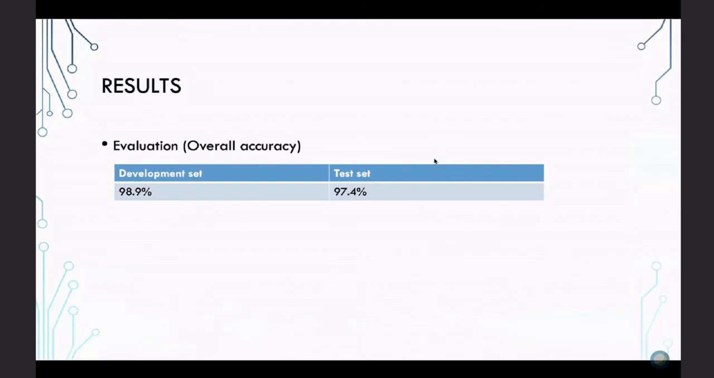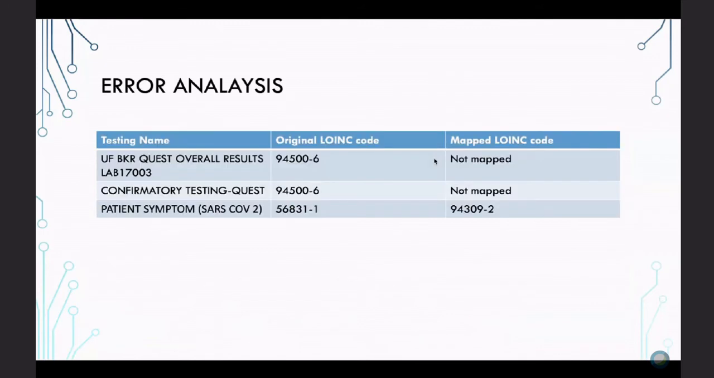The overall accuracy of the COVID-19 TestNorm on the development set was 98.9%. When evaluated using the independent test set, the system achieved an accuracy of 97.4%, indicating that the rule-based approach was effective in normalizing COVID-19 test names to LOINC codes. We also did some error analysis.